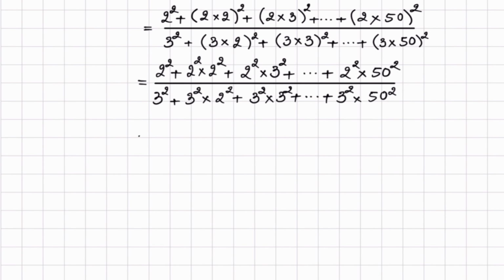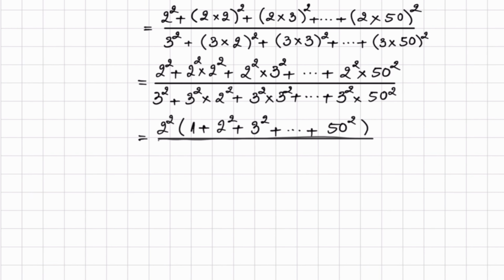Okay, so for the numerator we have 2 squared in common, then we will get 1 plus 2 squared plus 3 squared plus dot dot dot plus 50 squared, all over. For the denominator we have 3 squared in common, then we will get 1 plus 2 squared plus 3 squared plus dot dot dot plus 50 squared.